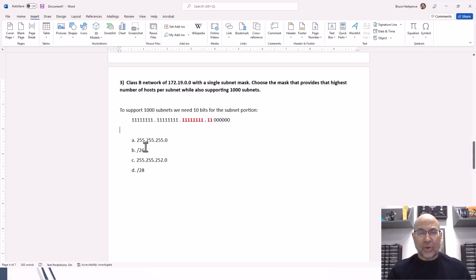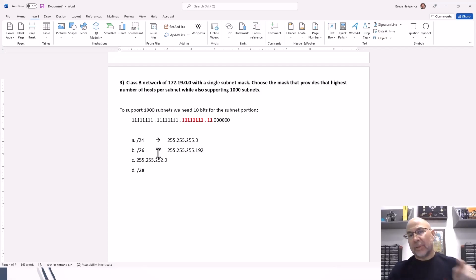Now, one of the other things you can do is, they're being a little tricky here. We've got all these different mask types in the notation. So maybe what we could do is say, what is this one? This one's actually /24, right? And what is this one? Well, 255.255.255.192. And this one down here is going to be 8 plus 8 plus 6.